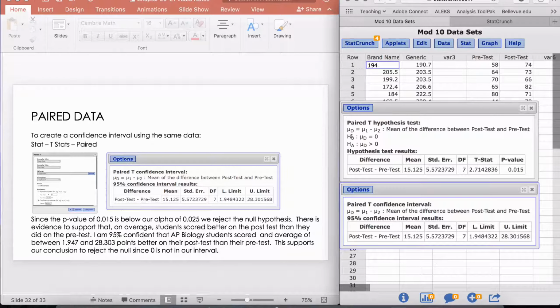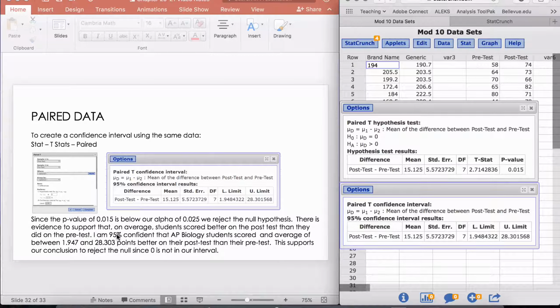Again, if this were for an assessment, I would take a screenshot of both of those at the same time, but notice the way that I'm writing my conclusion. Since the p-value of 0.15 is below our alpha of 0.025, we reject the null hypothesis. There's evidence to support that students scored better on the post-test than they did on the pre-test.